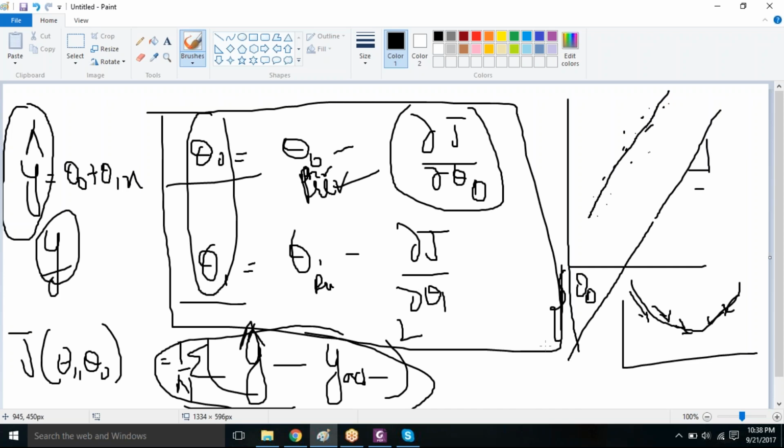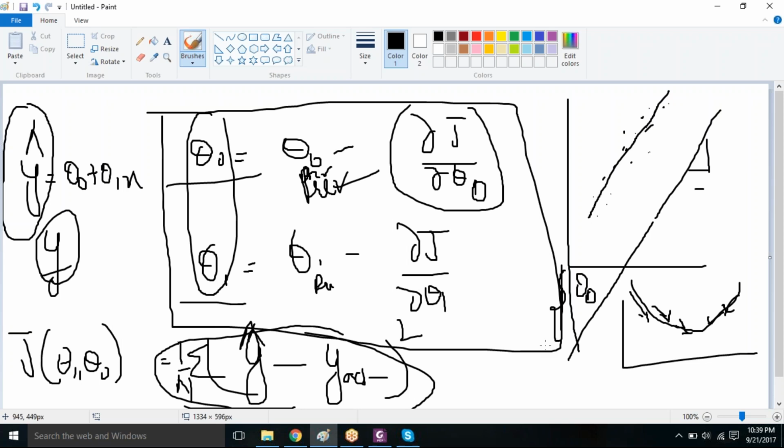Theta naught and theta 1 are called the parameters of the model. X is called the independent variable, y is called the dependent variable, and J is called the cost function, which is calculated by actual minus predicted, squared, and summed over all the data points, and then divided by the number of data points. So x is the size of flat, and y is the cost of flat, the price of flat.